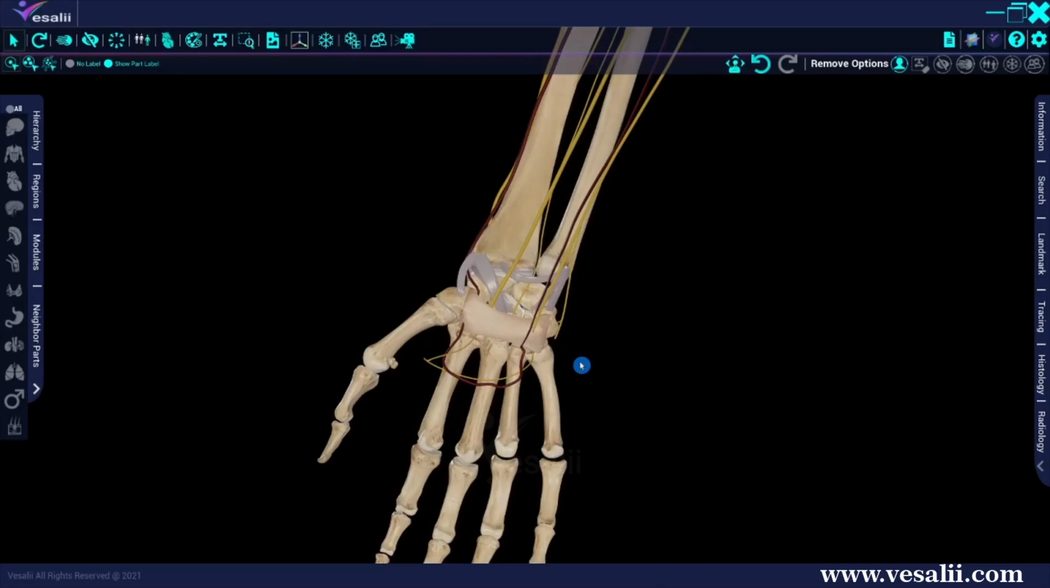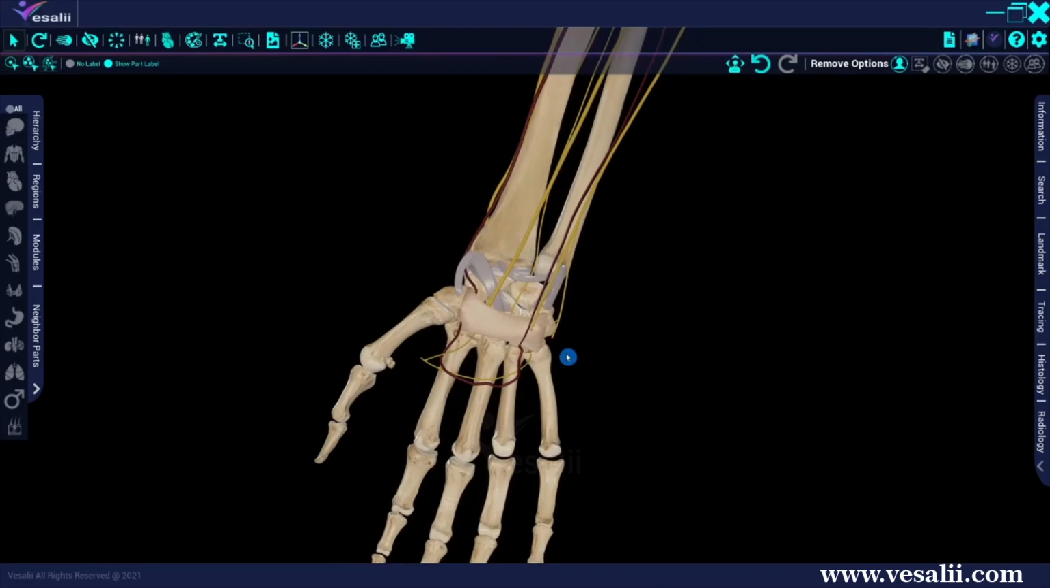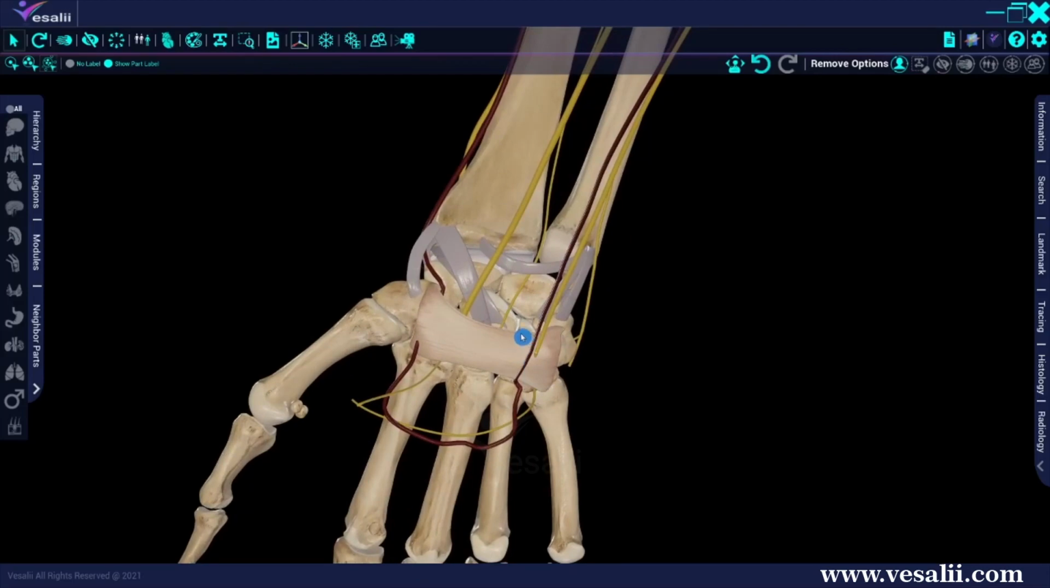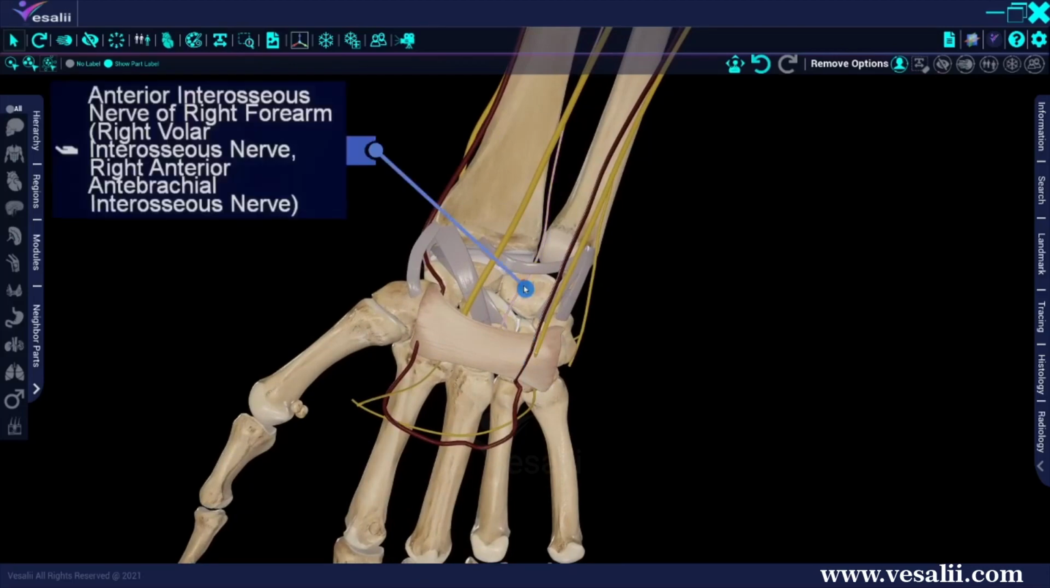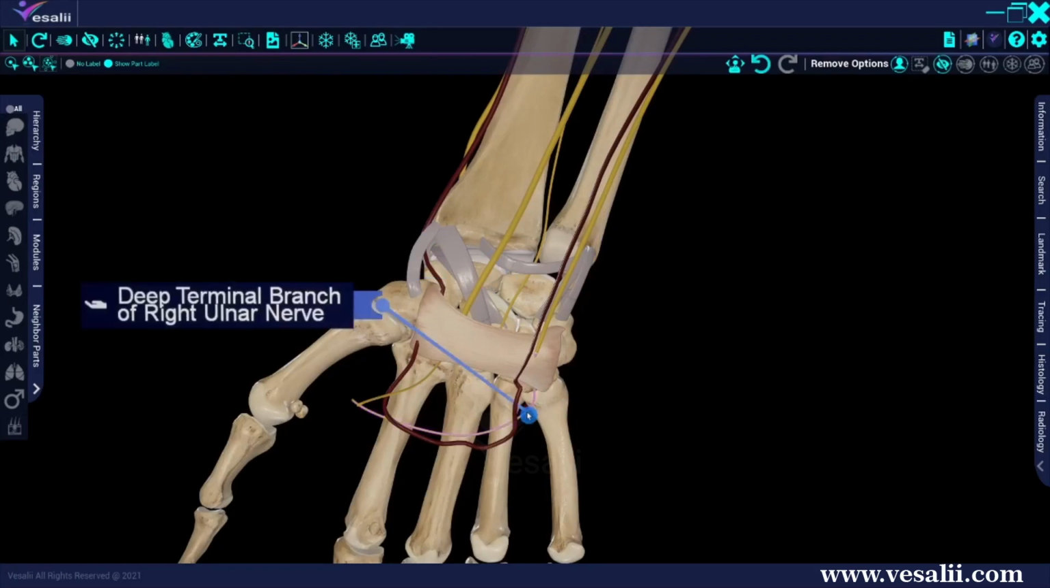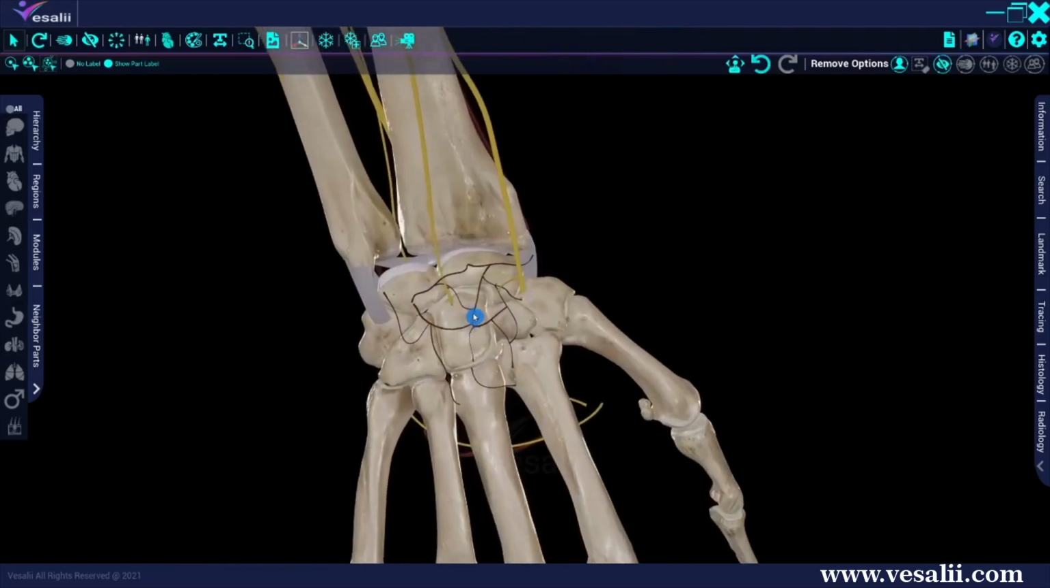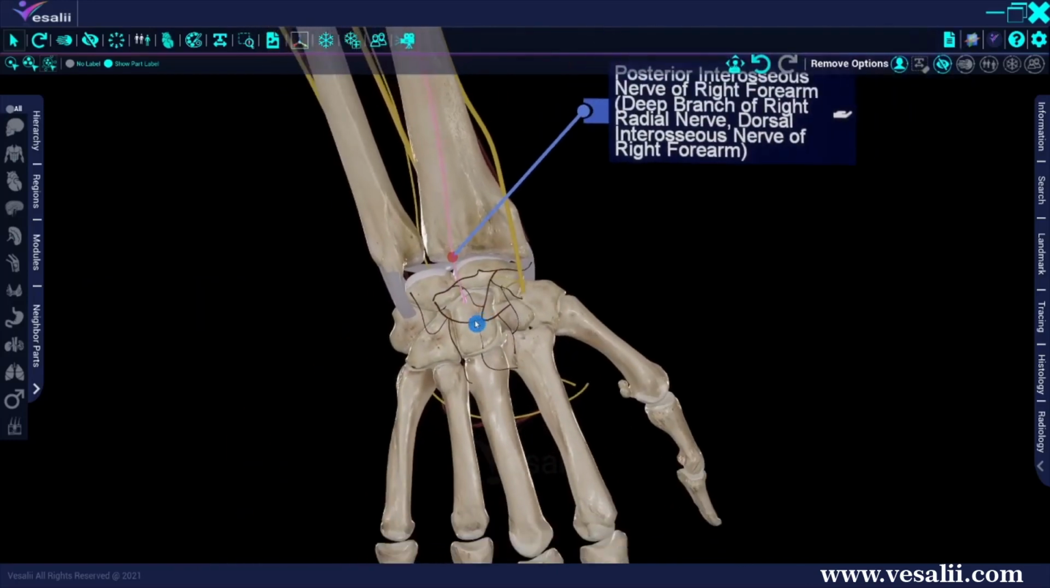Moving on to the innervation and blood supply of the wrist joint. The wrist joint is mainly innervated by branches of 3 nerves: the anterior interosseous branch of the median nerve, the deep branch of the ulnar nerve, and the posterior interosseous branch of the radial nerve.